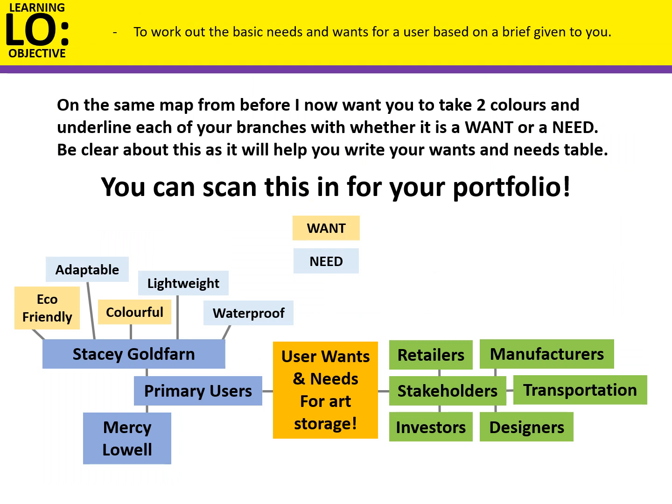So now you've done your primary user wants and needs and your stakeholder wants and needs, I want you to take a couple of different coloured pens or take a pen and draw some little different symbols, and I want you to either underline each of your branches or draw the symbol as to whether it is a want or a need. Remember, a want is something that is negotiable, a need is something that is non-negotiable. It's better to be clear about this now because it is going to help you later on with your wants and needs table.